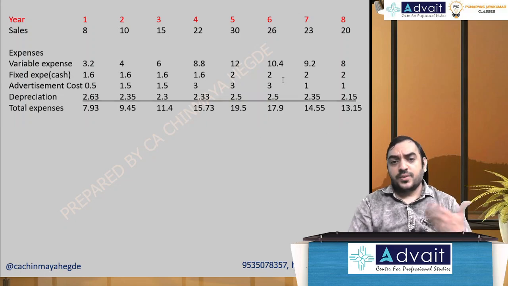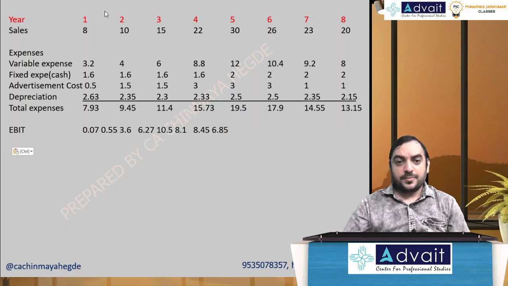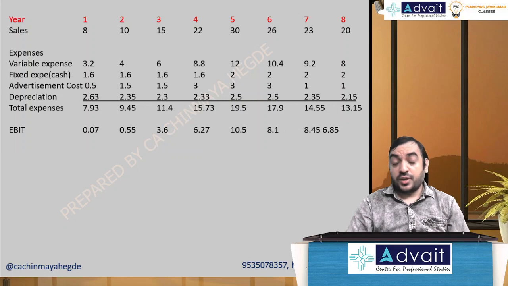So sales we have, expenses we have. If I subtract, I get EBIT. So 8 minus 7.93, 0.07. 10 minus 9.45, 0.55. 15 minus 11.4, 22 minus 15.73, 30 minus 19.5, 26 minus 17.9, 23 minus 14.55, 20 minus 13.15, you get EBIT.